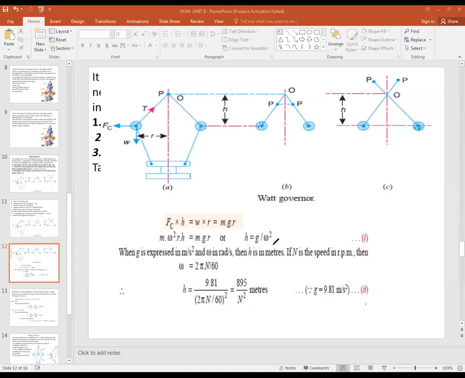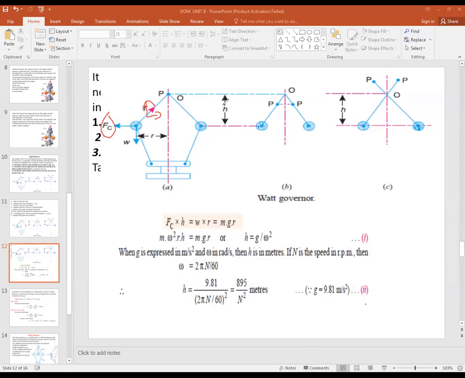See here. This one is Fc, the horizontal force. This one is the vertical force. This one is also tension. The tension is the tension force along the arm. So this is the vertical force and this is the horizontal force.